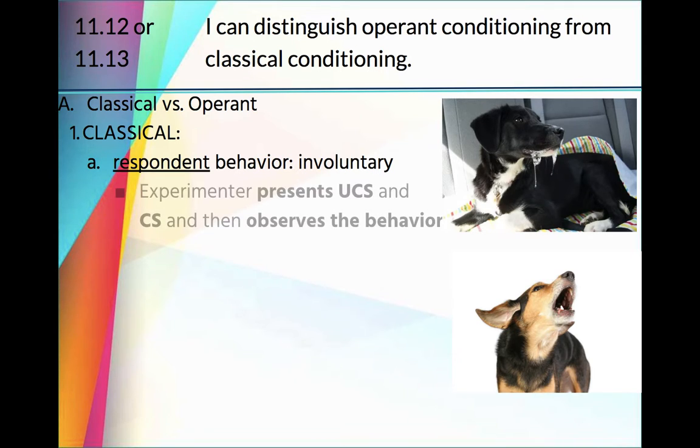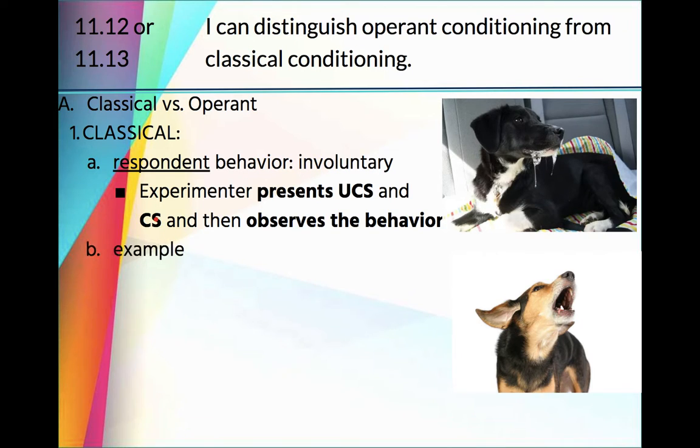So here, what we're looking at is that the experimenter presents the UCS and the CS and then observes the behavior. There's no reinforcement occurring. When we're trying to decide the difference between classical and operant, the first thing I'm going to see is whether the organism's behavior is involuntary or voluntary. And then I'm going to look at what the experimenter is doing. Are the UCS and the CS being presented, and then there's an association happening.